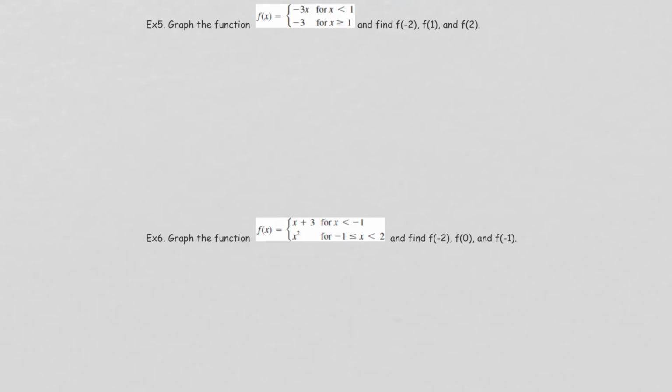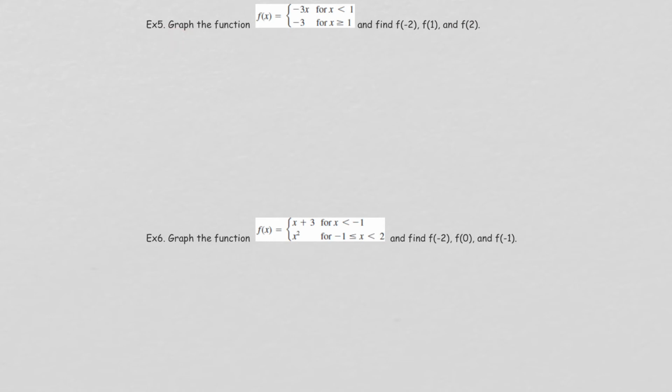Okay, we have example 5. This time they're asking you to find or graph the piecewise function. We call this a piecewise function because depending on the different domain, you have different types of equations given, right? So this is a piecewise function. They also want you to find the y value when x is -2, when x is 1, and when x is 2. So let's try to graph them first.